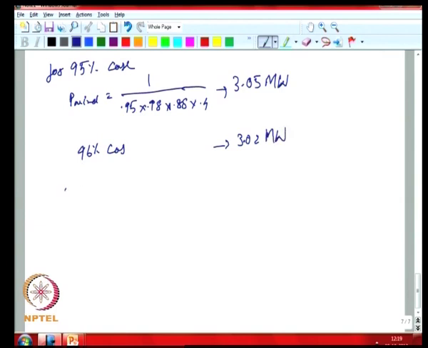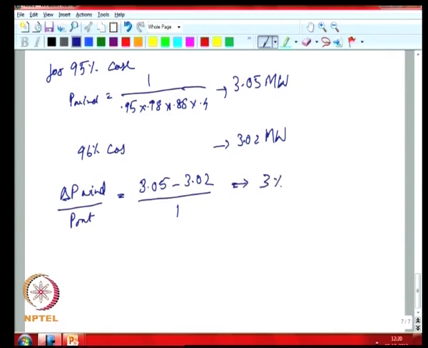So, if you look at the delta P in your wind, divided by P output. So, you get the difference, which is 3.05 minus 3.02 by 1, which is your output. So, this corresponds to about 3%. So, a 1% efficiency difference in your inverter implies an upstream efficiency difference of about 3%. So, it is magnified by 3.